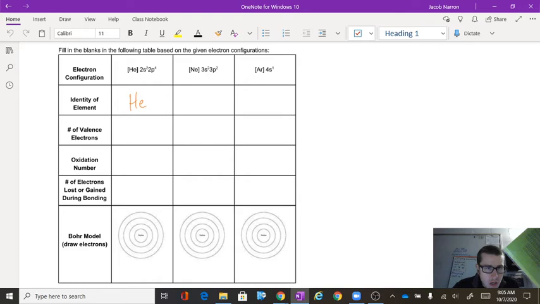You're using the shorthand noble gas configuration to find out what it actually is. So it's not going to be helium. It's going to be oxygen. Okay, so that's going to be oxygen. I'll do the next one as well.